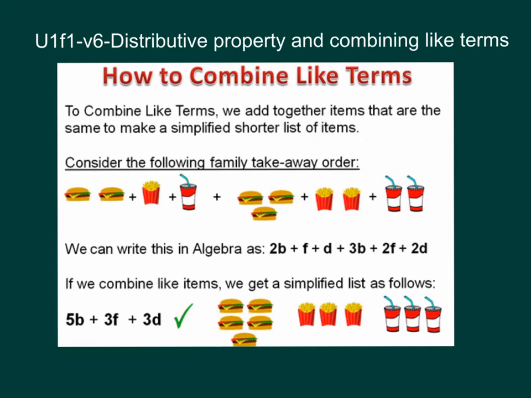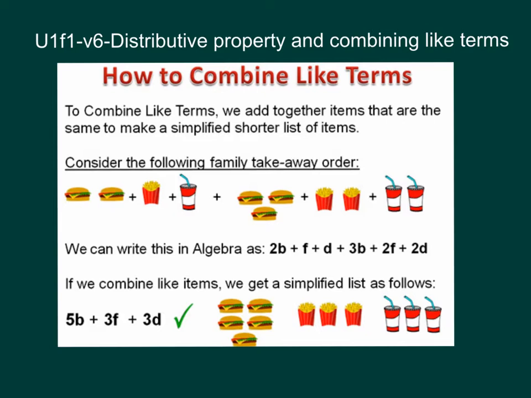This is Unit 1 of 1 Video 6 on distributive property and combining like terms. When we talk about combining like terms, we're really just adding together the items that are the same and combining them so that it's a shorter list of items.